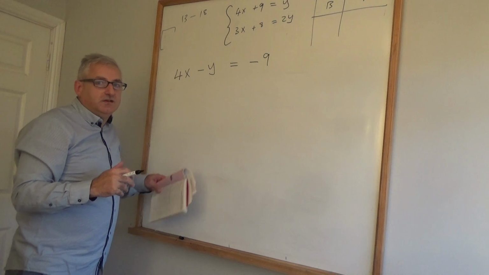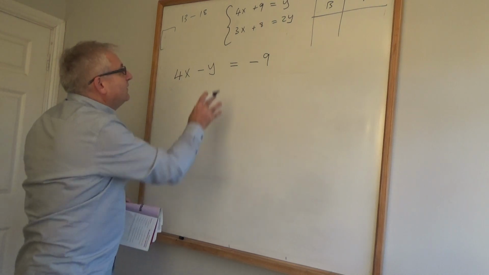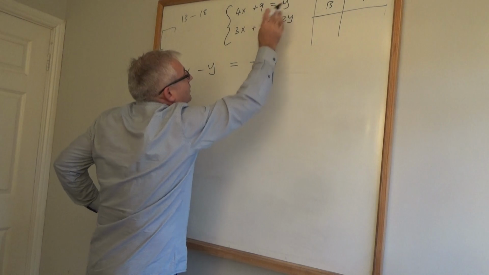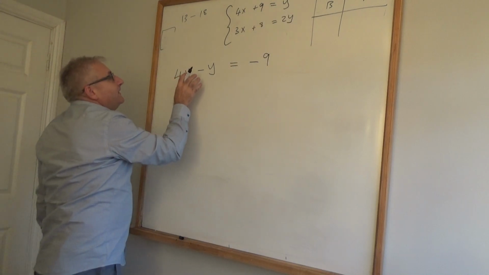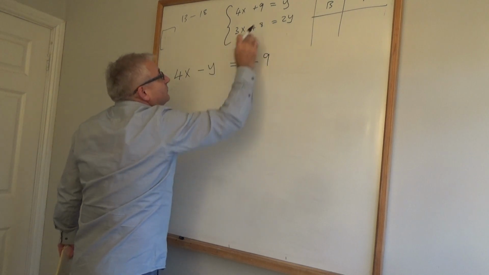They change sign. It's hard to explain what that means. Subtracting 9 from 9 and y from both sides. Makes sense. Here we're going to subtract 2y and 8 from both sides.